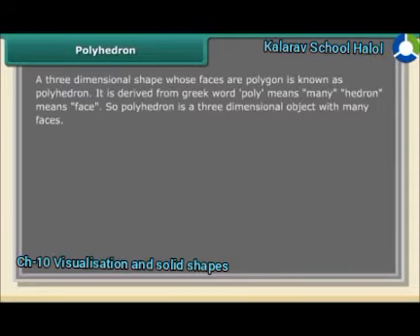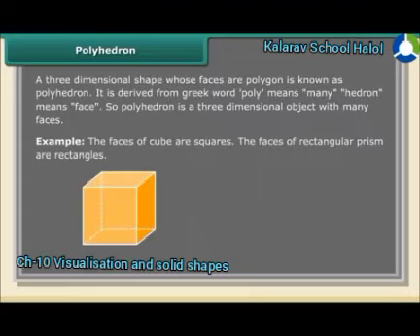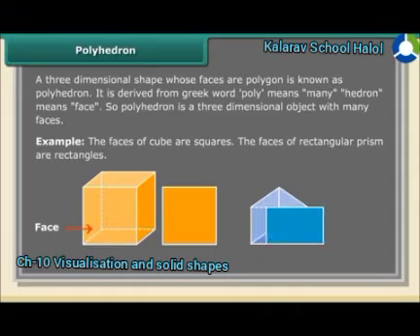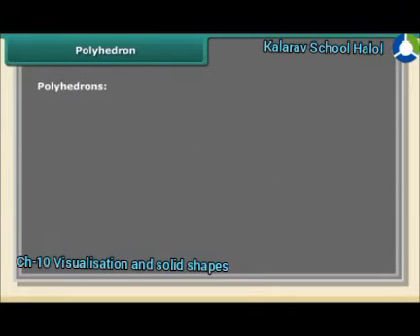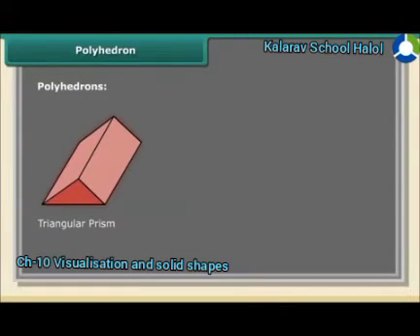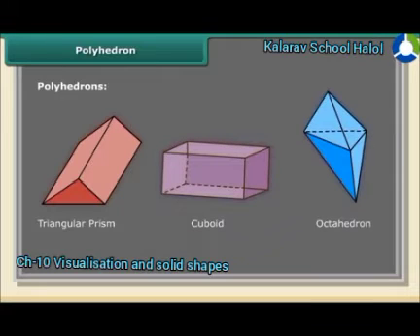Polyhedron. A three-dimensional shape whose faces are polygons is known as a polyhedron. It is derived from the Greek words poly, meaning many, and hedron, meaning face. So a polyhedron is a three-dimensional object with many faces. Example: the faces of a cube are squares. The faces of a rectangular prism are rectangles. Polyhedrons: triangular prism, cuboid, octahedron.